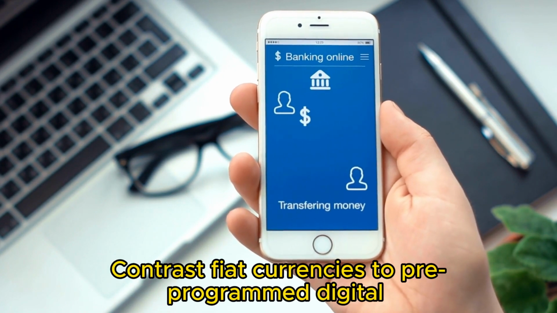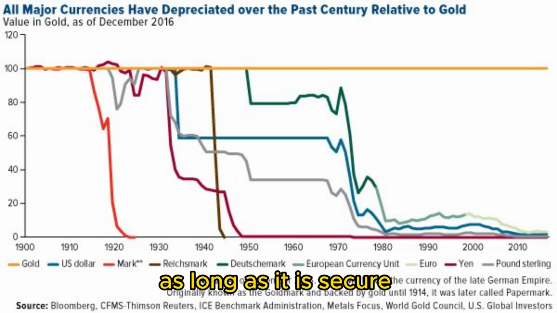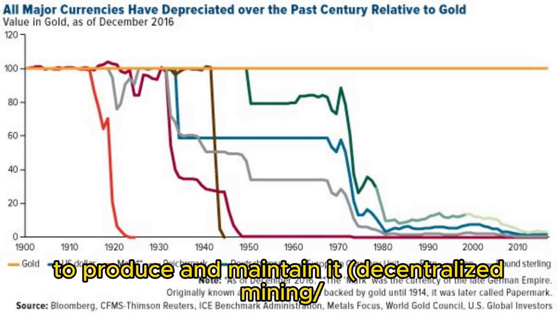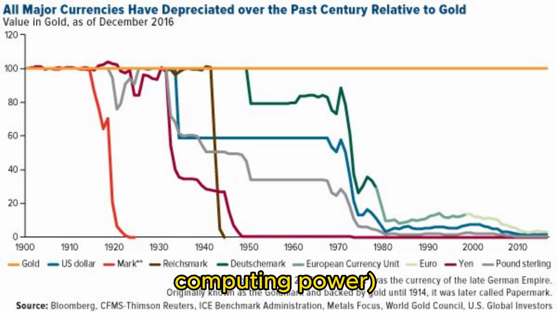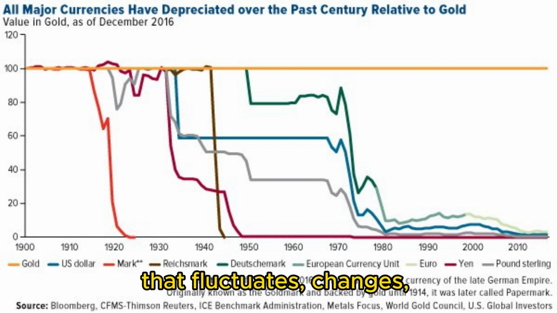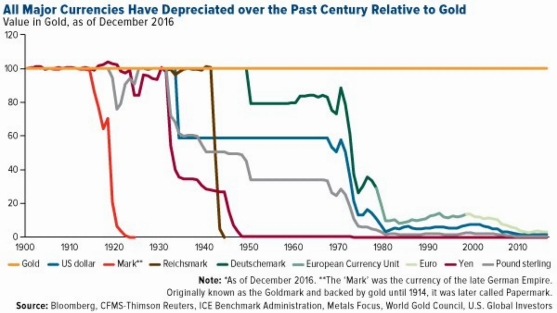Contrast fiat currencies to pre-programmed digital money, which, as long as it is secure in terms of the resources used to produce and maintain it, decentralized mining computing power, is more certain and predictable than fiat monetary policy that fluctuates, changes, and is manipulated by governments to their benefit.